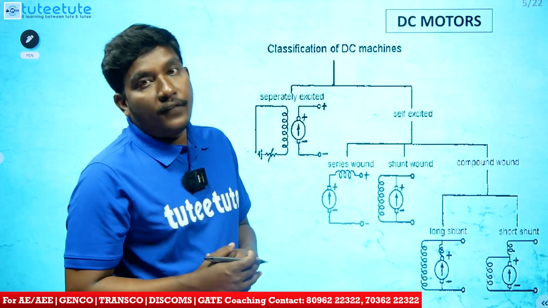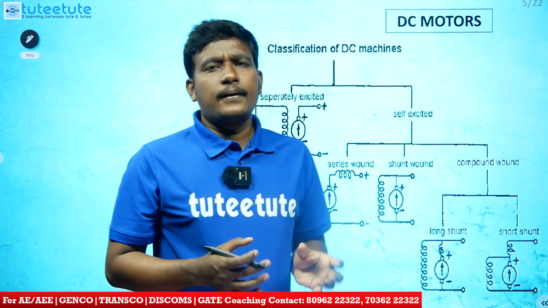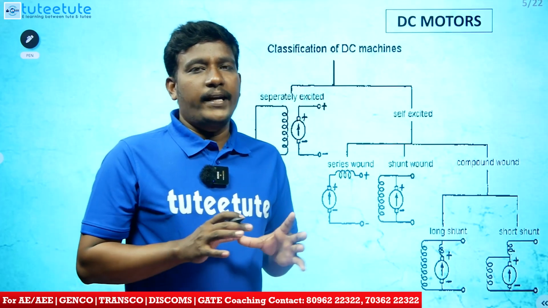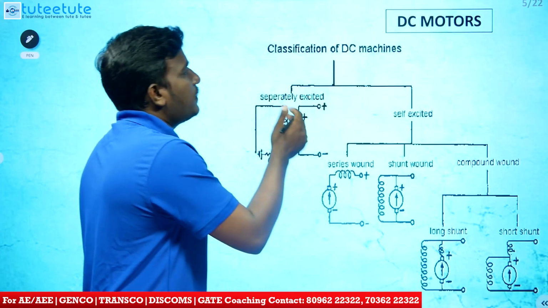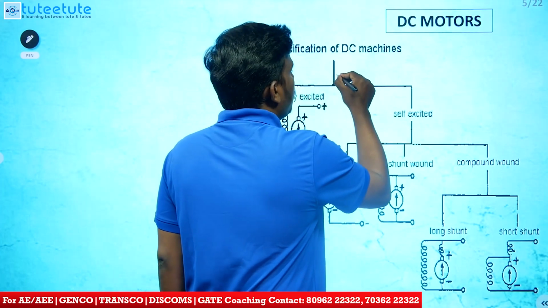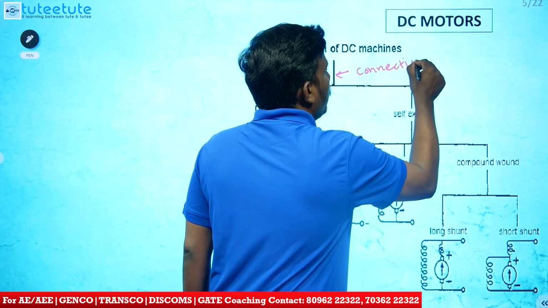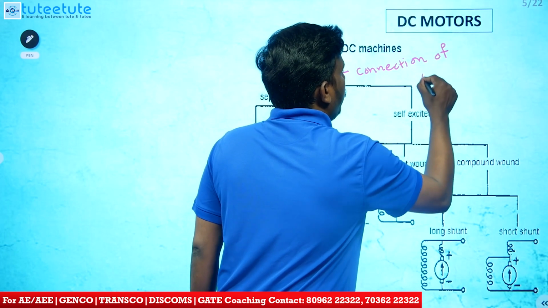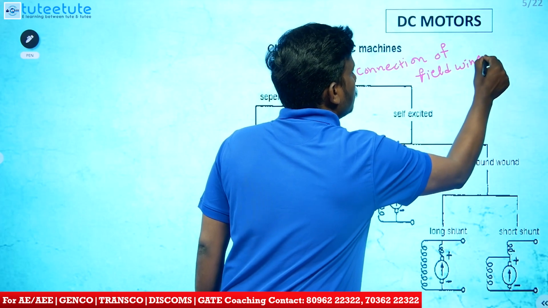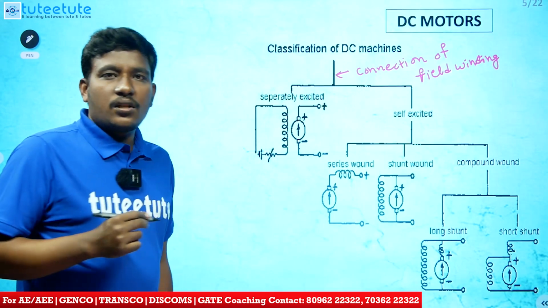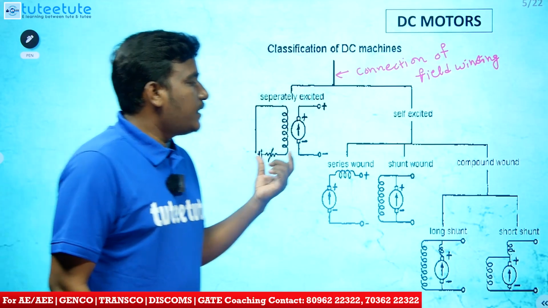Coming to different types of DC motors. We already studied DC motors in electrical machines. Based on the connection of field winding, DC motors are classified like this. Based on the connection of field winding, we classify the DC motors first into two types, separately excited and self-excited.